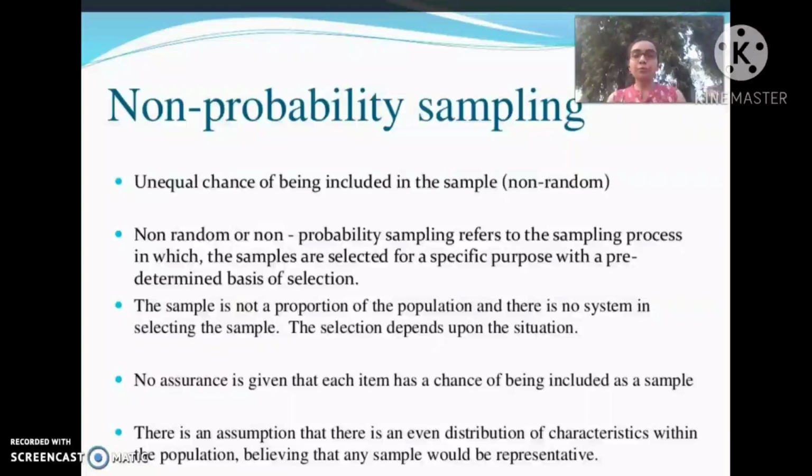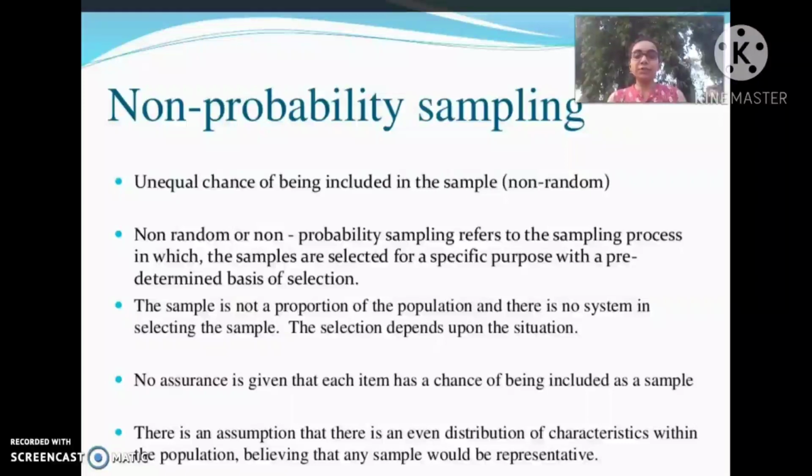Non-random or non-probability sampling refers to the sampling process in which the samples are selected for a specific purpose with a predetermined basis of selection. The sample is not a proportion of the population and there is no system in selecting the sample. The selection depends upon the situation. No assurance is given that each item has a chance of being included as a sample.